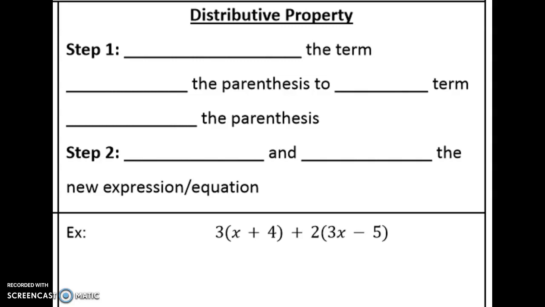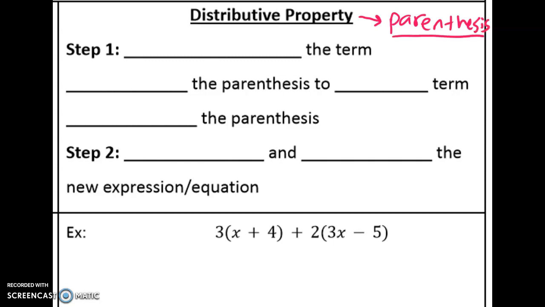Hi everyone. So today we're going to be looking at the second part of lesson 1.1. We have already learned how to combine like terms, and now we're going to look at what happens when we have parentheses in an expression or an equation. We use what's called the distributive property. So to remind you, we use the distributive property when there are parentheses.